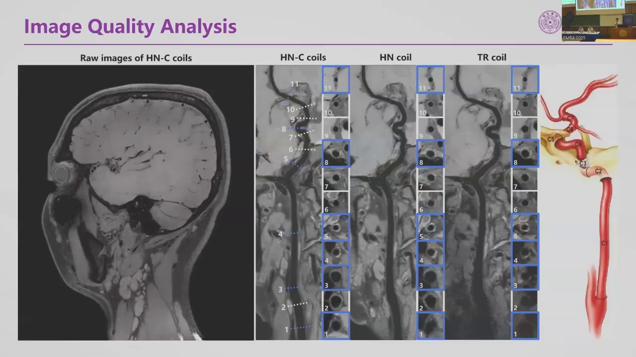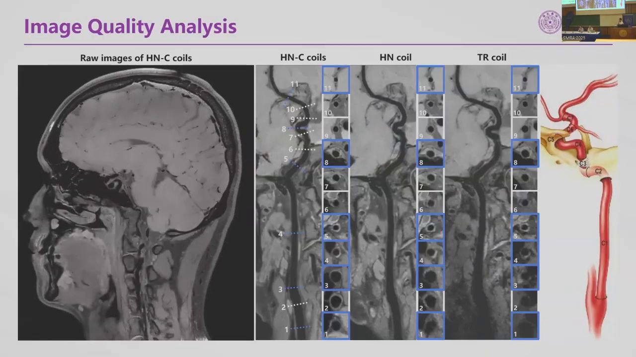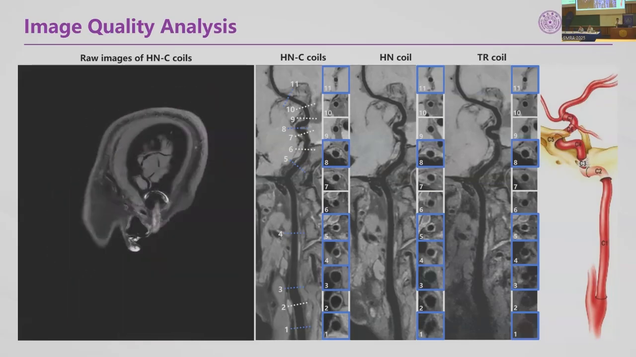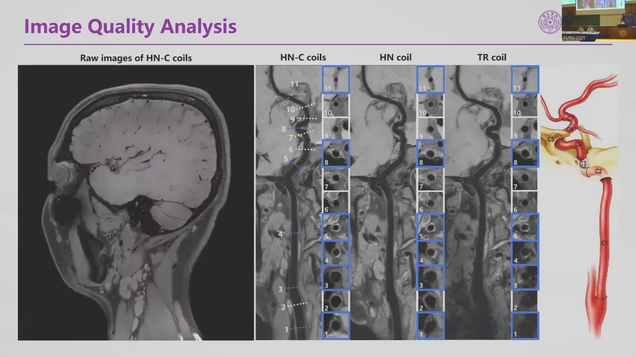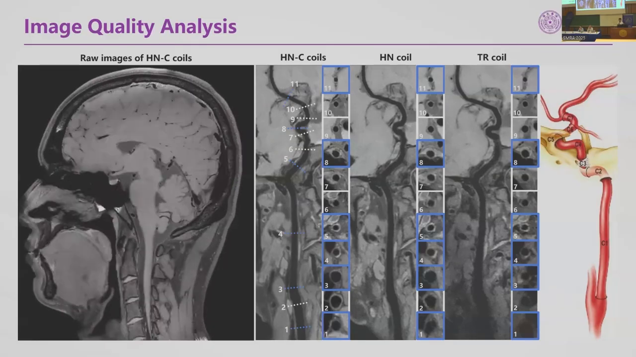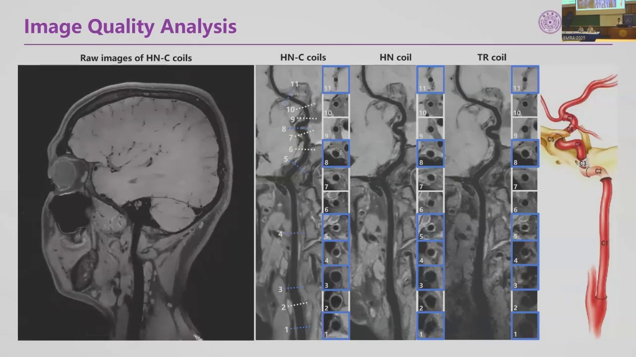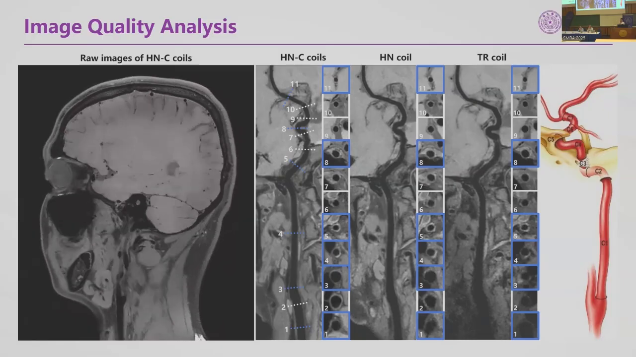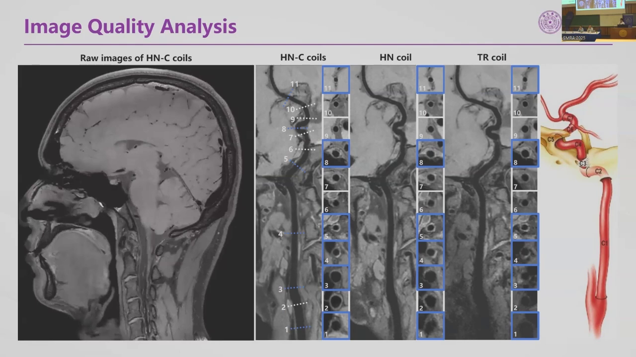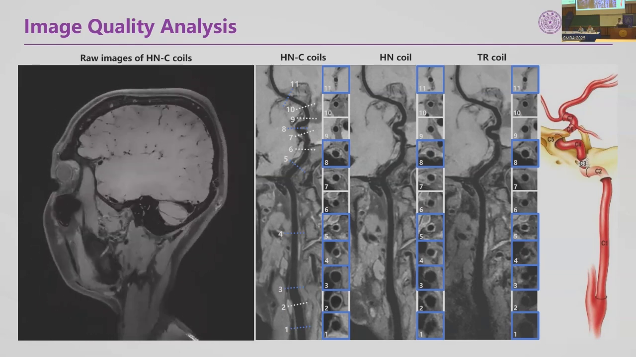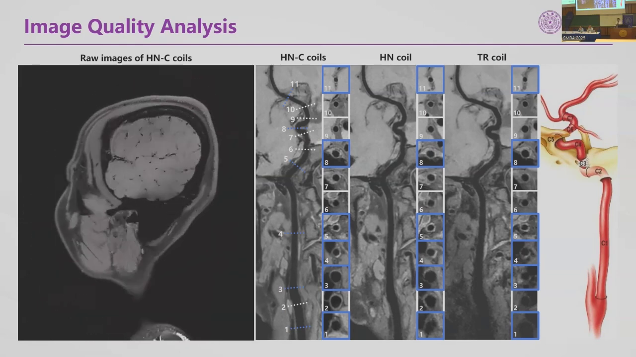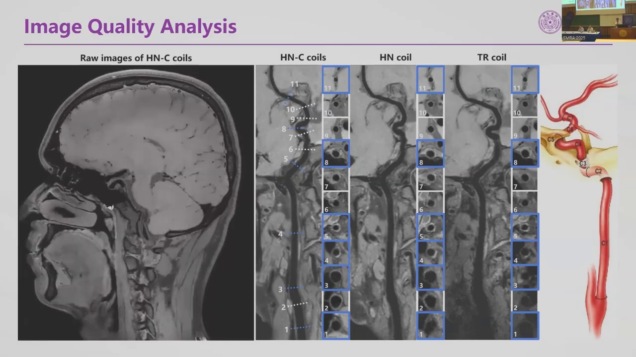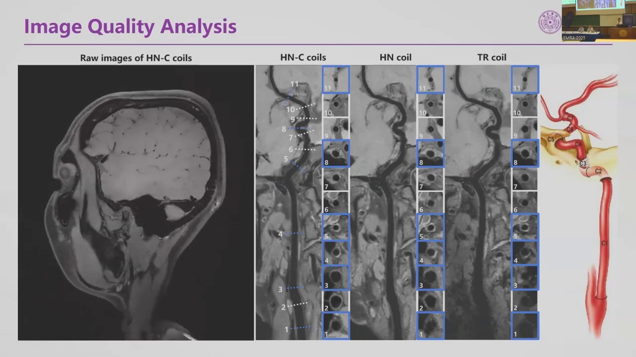The reconstructed CPR images from CCA to MCA are shown in the middle picture. We can see that good vessel delineation and blood suppression over the entire arteries were found on the images when using the HNC coil. When using the HN coil, good vessel delineation and blood suppression were found on images above the C1 level, while images of the CCA and carotid bifurcation showed less clear vessel boundaries. However, when using the TR coil, the images of the carotid arteries showed almost no discernible vessels.